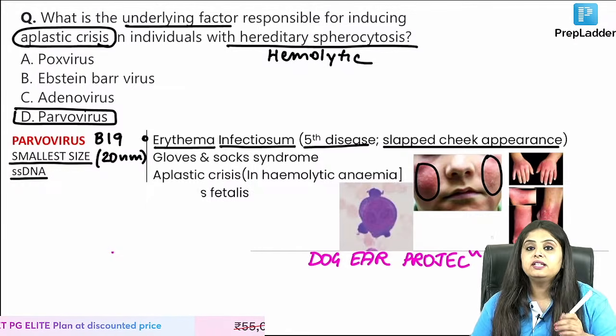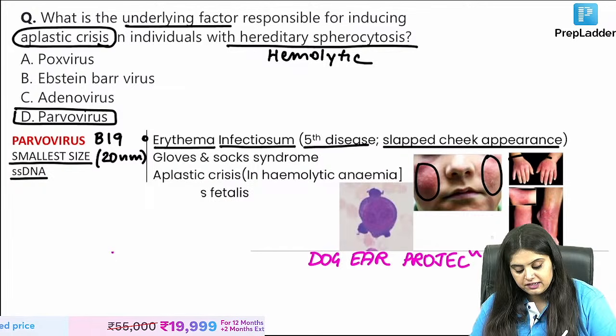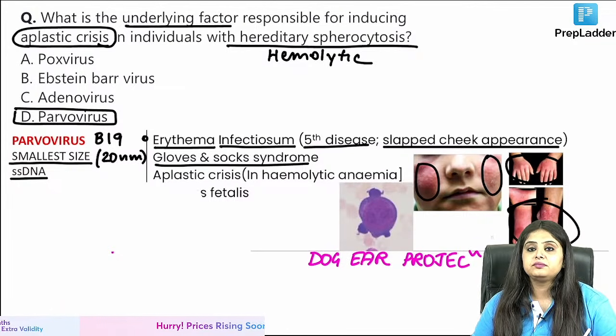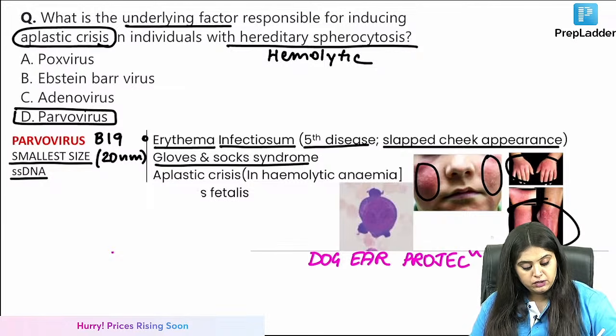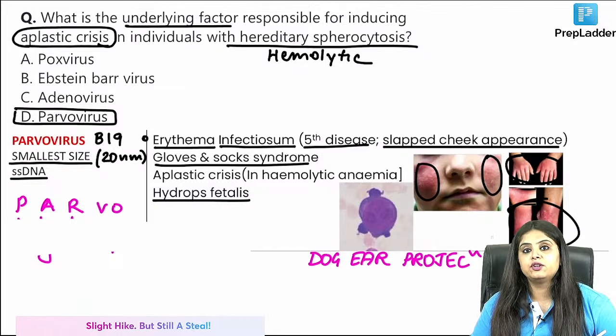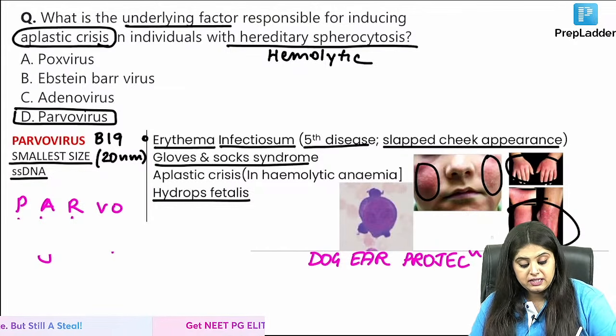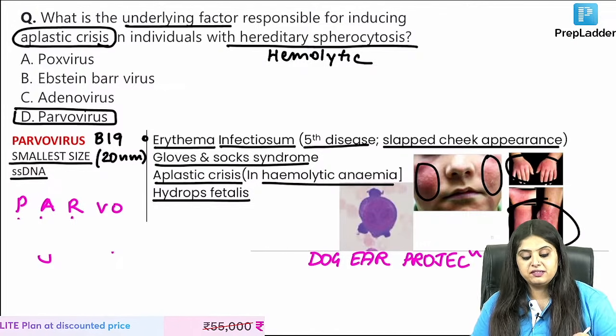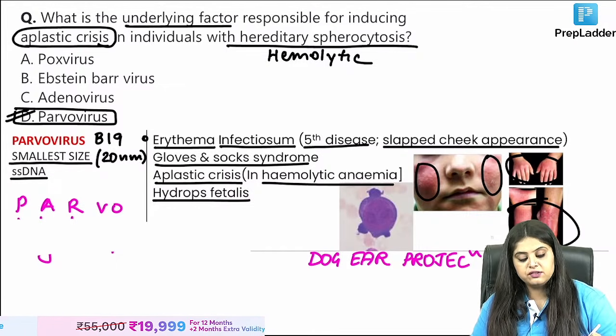After that, not only the cheeks will go red. Even the hands and the feet can have rash. That is why it is known as gloves and socks syndrome. If it goes from mother to child, it is going to cause hydrops fetalis. Ma'am, in case of hemolytic anemia, it will do a complete shutdown of the bone marrow, aplastic crisis, and that is the question that was asked over here.